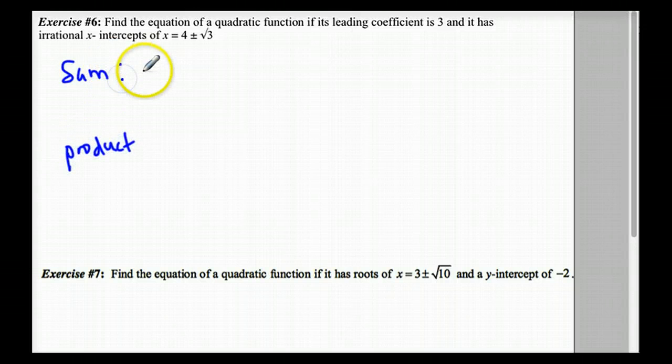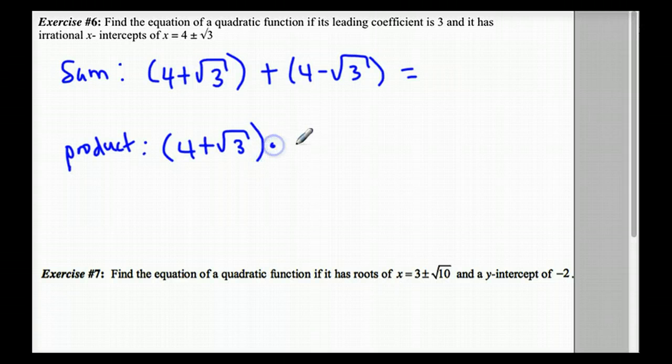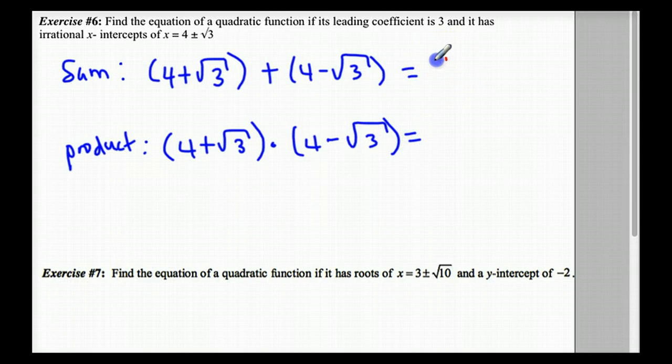So my sum is 4 plus square root of 3 plus 4 minus square root of 3. What is this equal to? My product will be the same thing, but now I am multiplying them. So plug that in your calculator and tell me what you got. Great, so this will be 8 and this will be 13.